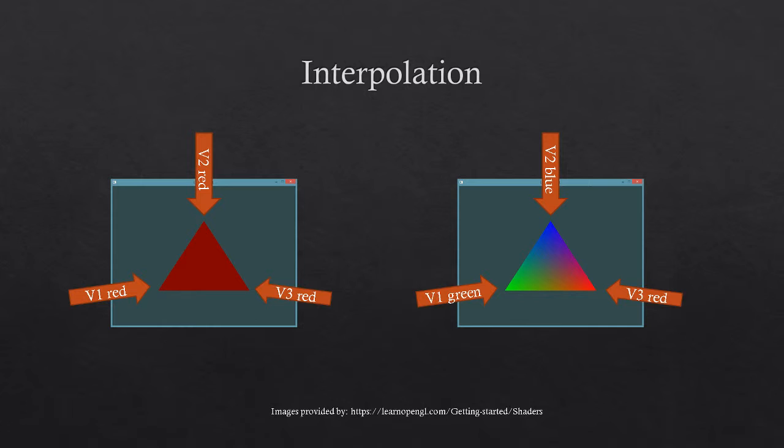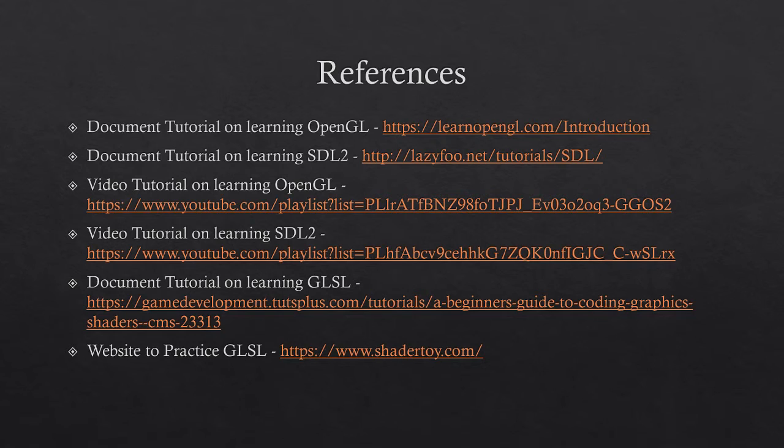Something that's very visually helpful is the right triangle. There's a green vertex in the bottom left, there's a blue vertex in the top middle, and there's a red vertex in the bottom right. And you can see that the blue and the red vertex come to a common ground of purple, the red and the green come to a common ground of that yellow-orange color, and the blue and the green come to that cyan color. So interpolation is that gradual process of changing colors that OpenGL does completely automatically for you.